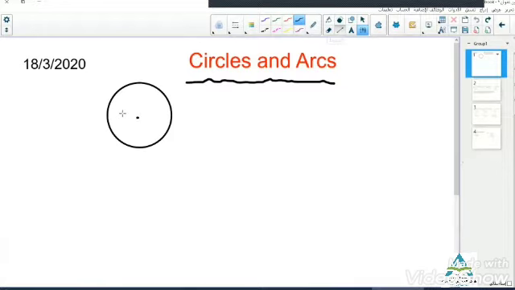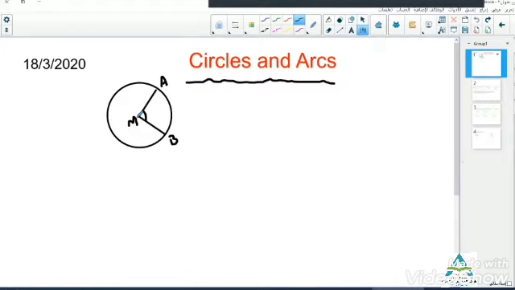What is the name of this angle? Can you see this angle? What is its name? No, it's called central angle, because it's from the center.